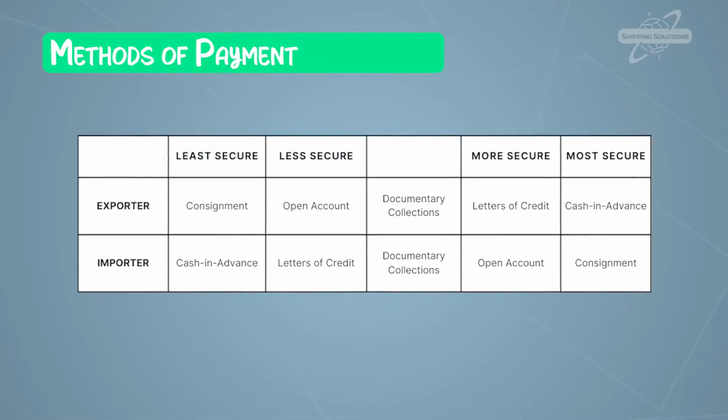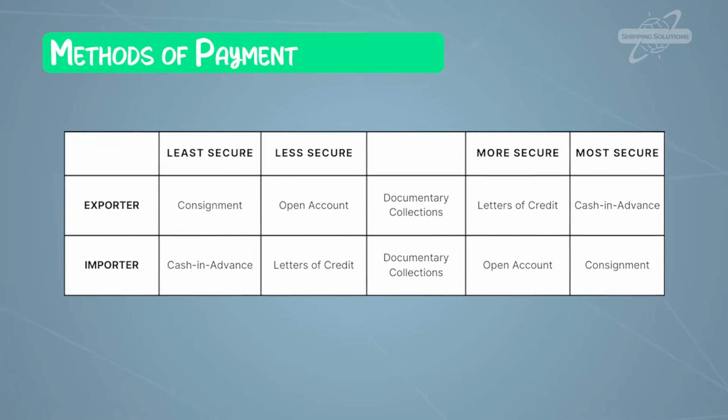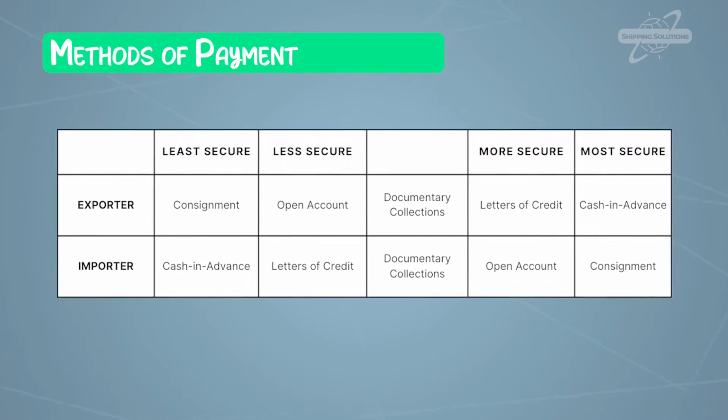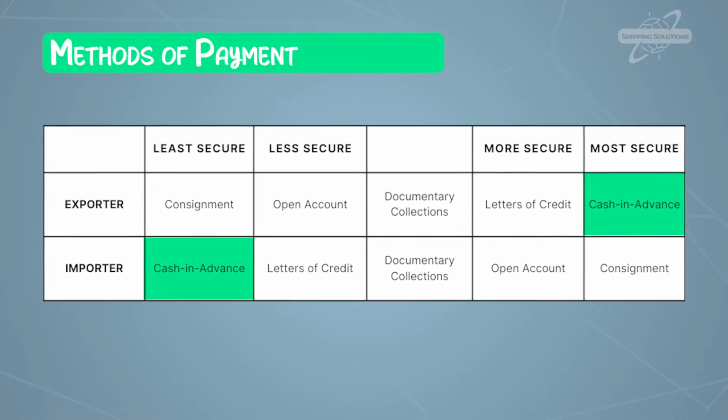There are 5 primary methods of payment in international trade. Some are more secure for the exporter, others for the importer. The key is finding the right balance. Today, let's consider cash in advance.